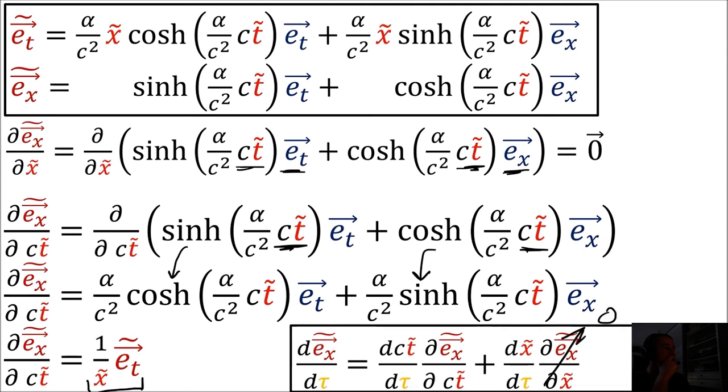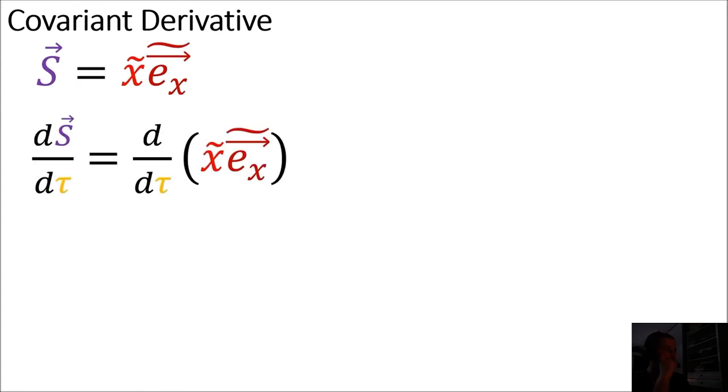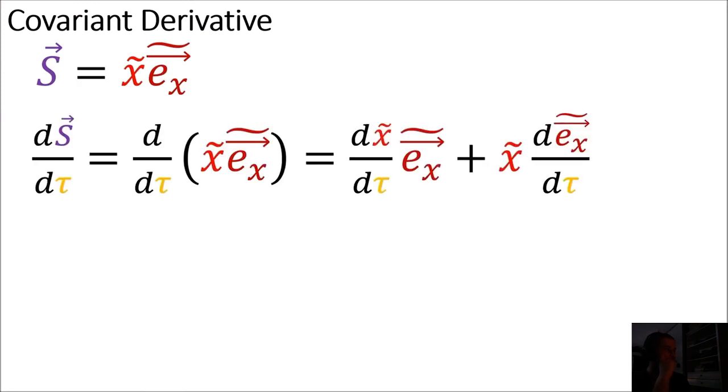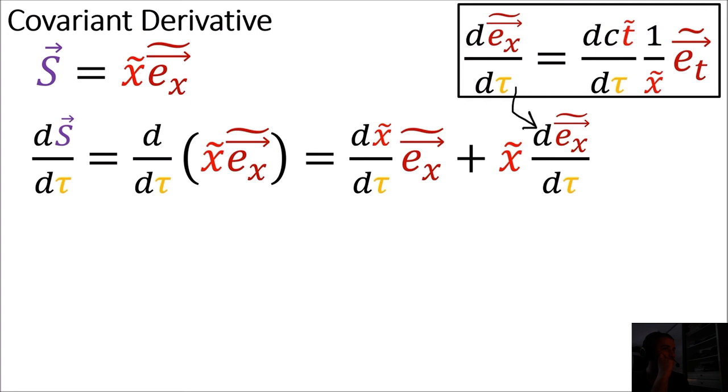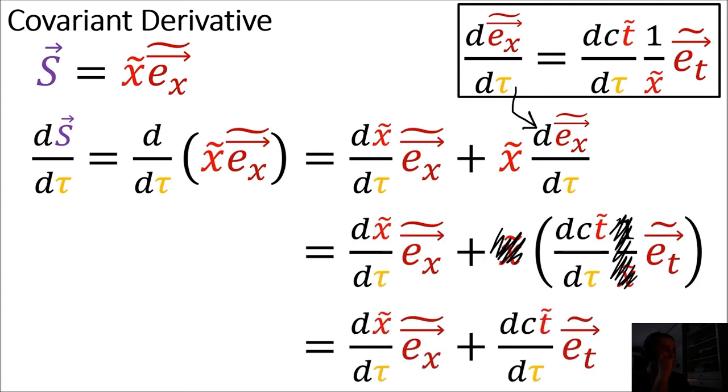So returning to the derivative of ex tilde with respect to tau, expanded using chain rule, we've found this derivative in the x tilde direction is 0, and this derivative in the ct tilde direction is 1 over x tilde times et tilde. So when taking the covariant derivative and doing product rule, we now know the value of this basis vector derivative. And canceling these x tilde terms, we get the final result for the covariant derivative of S with respect to tau in Rindler coordinates.